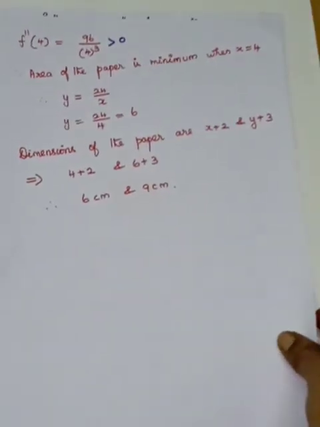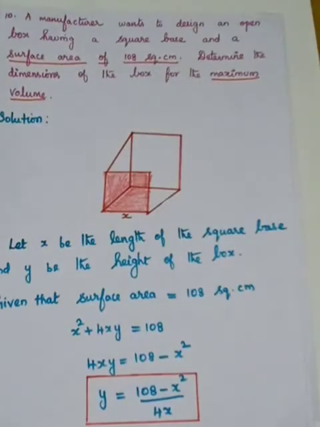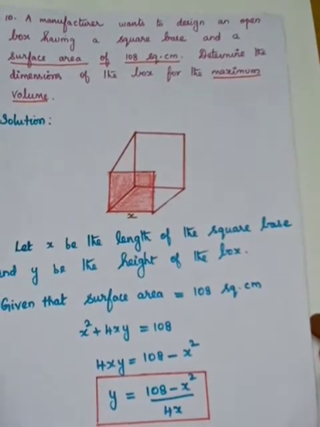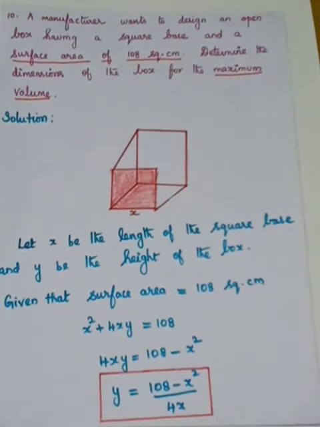Okay, so we'll come to problem number 10. A manufacturer wants to design an open box having a square base and a surface area of 108 square centimeter.